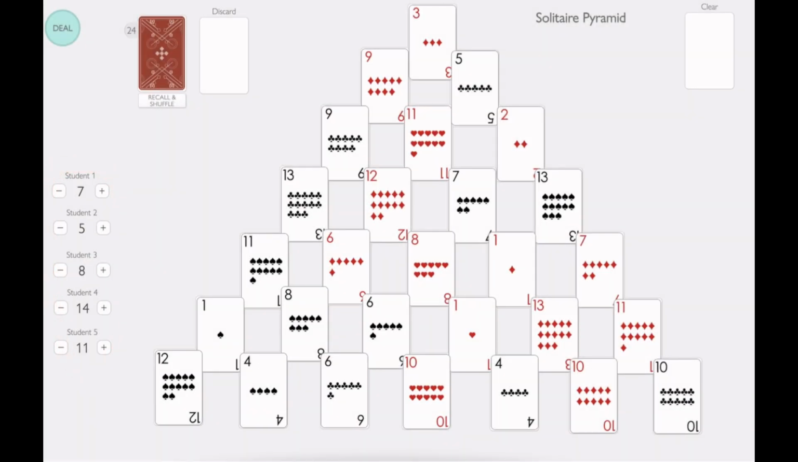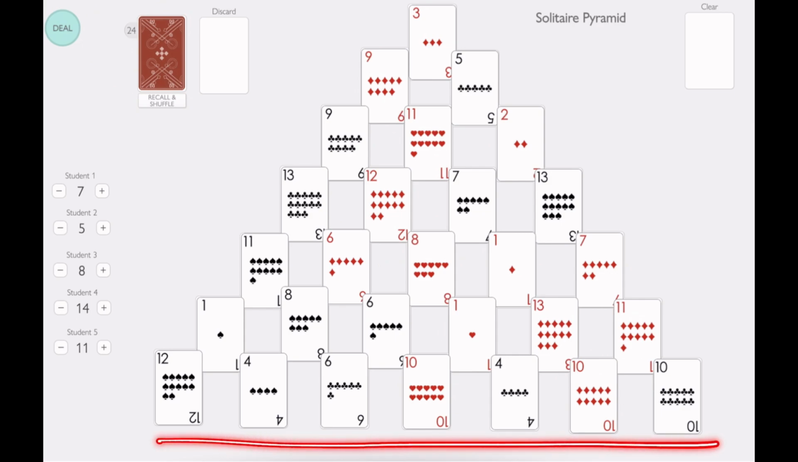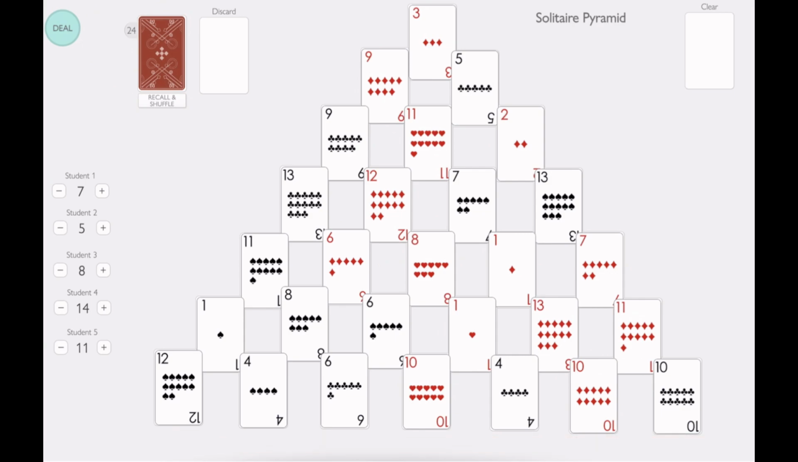Begin by instructing your students to select a target number between 5 and 20. If their target number matches one of the exposed cards in the pyramid or can be made using a pair of exposed cards, they may place their card or cards in the clear pile.